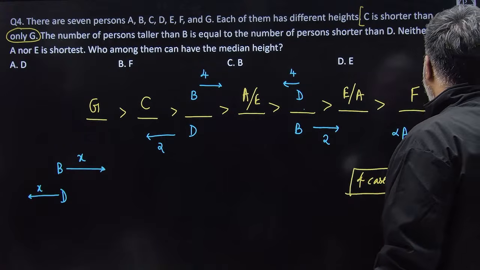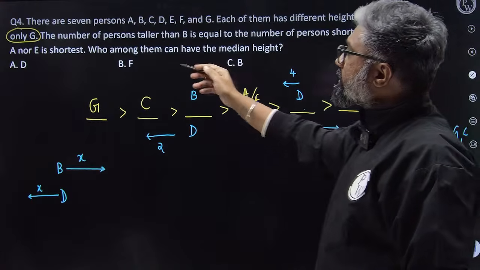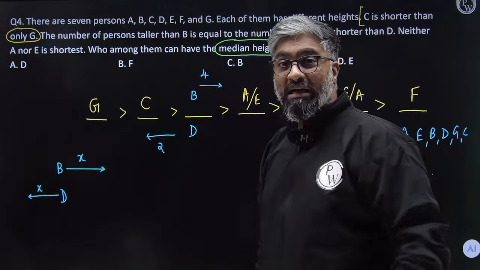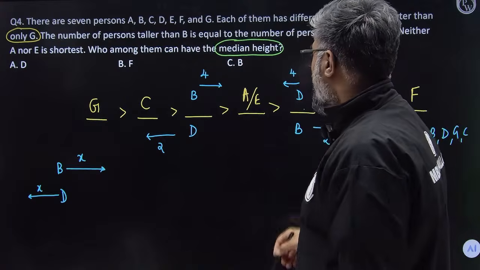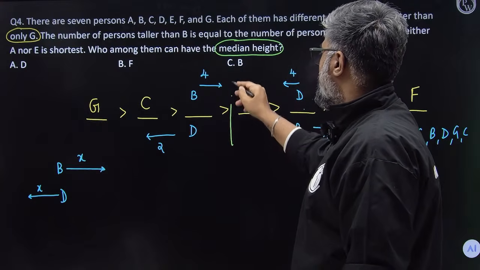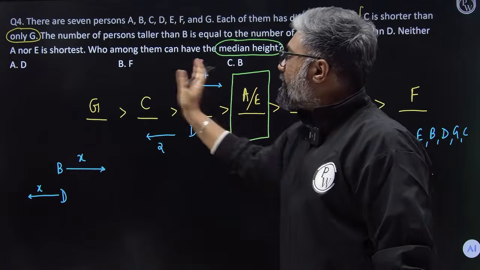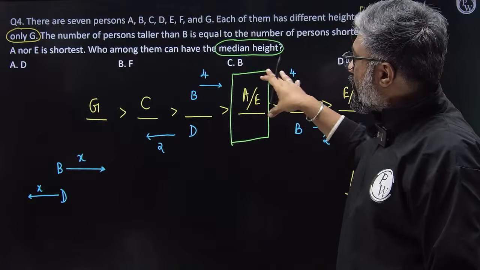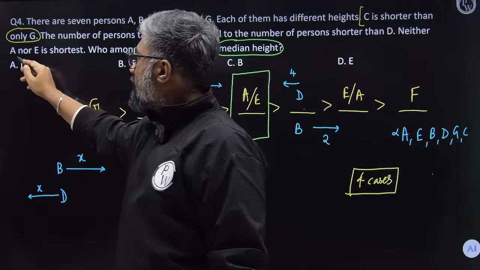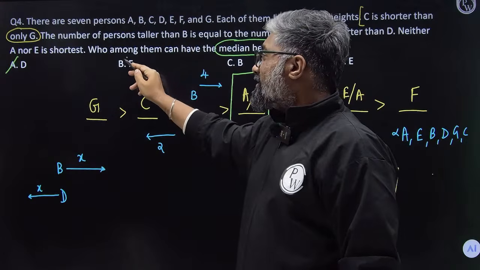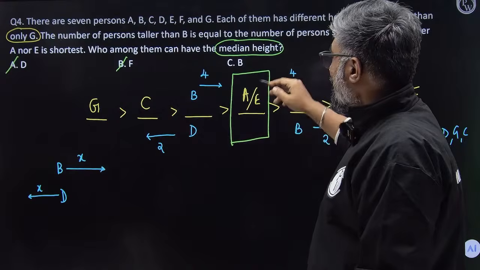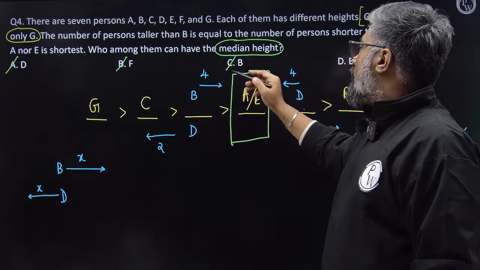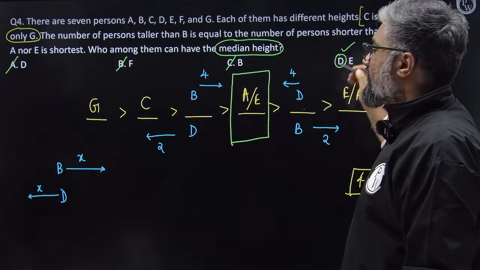But let's see if I can answer my question from here itself. What are they asking? Who among them can have the median height? What do you mean by median height? Middle. Yes, middle height. Middle seat is where? This is the middle seat. Correct? There are three people here, three people here. Good to go? So A or E, can D be in the middle seat? No. Can F be in the middle seat? No, it's clearly the last person. Can B be in the middle seat? No, he's either on the third or the fifth seat. Only person possible is option D, E. Good?